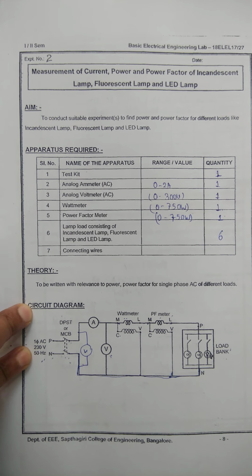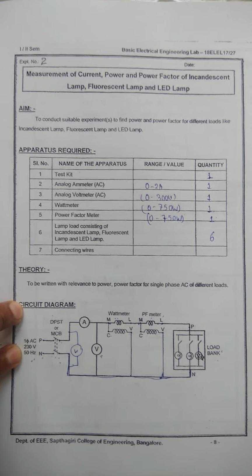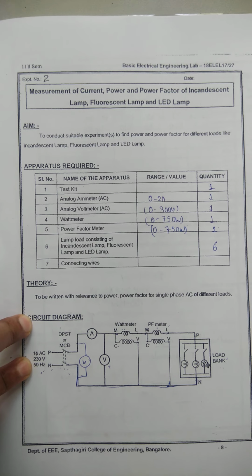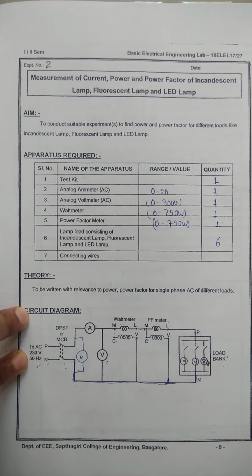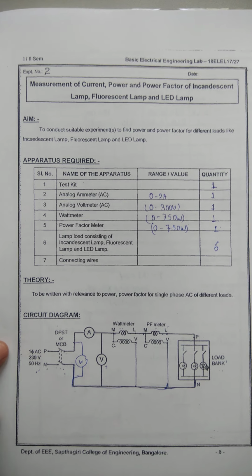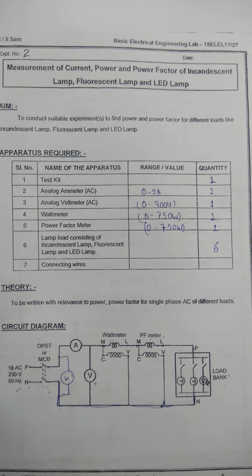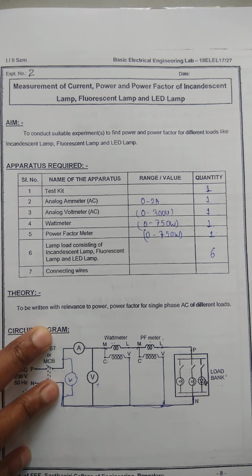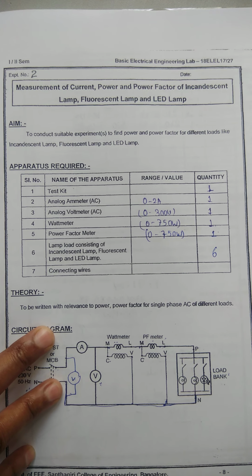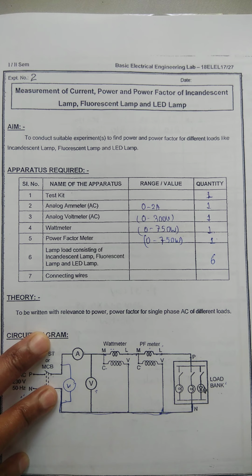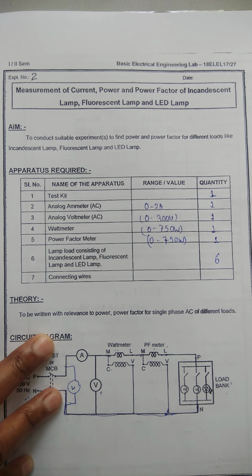I am going to explain the second experiment in your basic electrical engineering lab. The second experiment is the measurement of current and power factor of an incandescent lamp, fluorescent lamp and LED lamp. The aim of this experiment is to conduct suitable tests to find the power factor for different loads like incandescent lamp, fluorescent lamp and LED lamp.